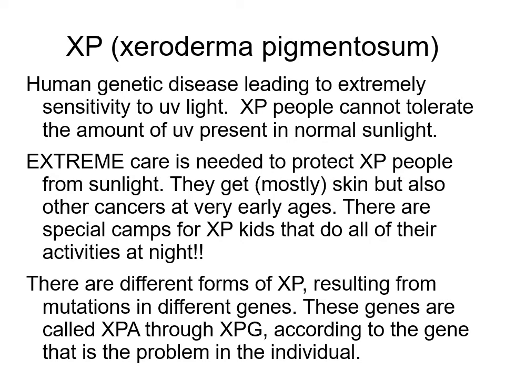Okay, so this is a human genetic disease that leads to extreme sensitivity to UV light. People with XP can't tolerate the UV that's present in normal sunlight. So people have to take extreme protection from sunlight because they often get skin cancer at very early ages. In fact, there are special camps for kids with XP where they do all their activities at night so they can have a normal childhood camp experience despite their problems with their disease.